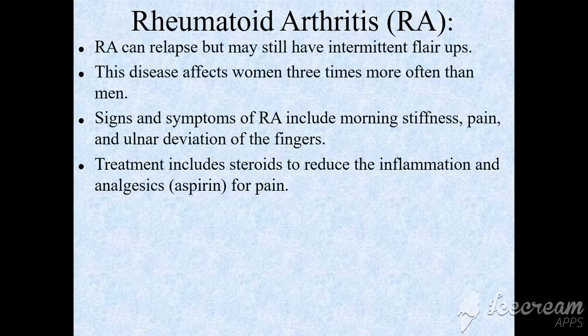Rheumatoid arthritis can go into remission but may still have intermittent flare-ups. It has times of activity and relapse, and this disease affects women 3 times more than men. The signs and symptoms of rheumatoid arthritis include morning stiffness, pain, and ulnar deviation of the fingers. Treatment mainly depends on steroids to reduce the inflammation and analgesics to reduce the pain.